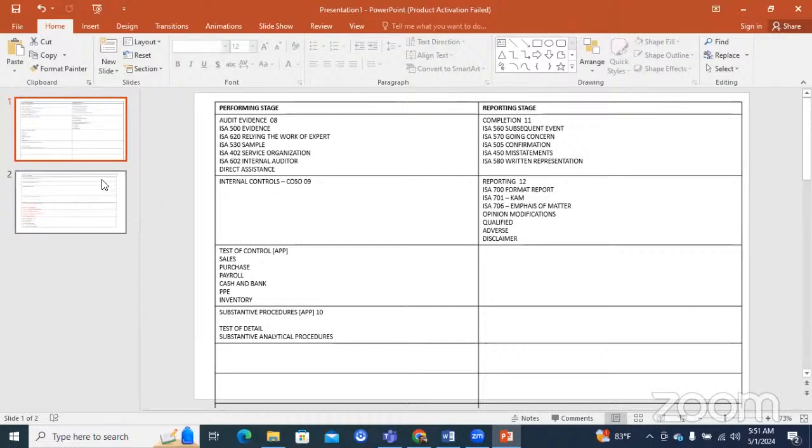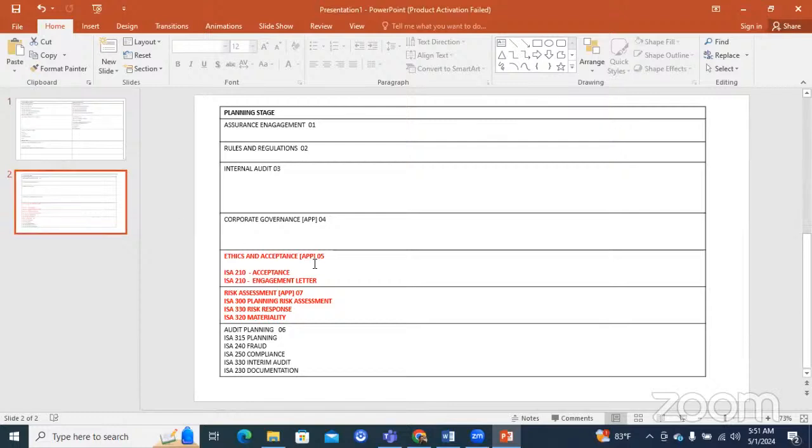Why do I want to put the entire syllabus into this format? To make sure that you cover the entire syllabus first, because some students don't know what the relationship is between these chapters. The chapters are logically connected. When we are doing the planning stage, certain things are covered in the performance stage and the reporting stage; there is a timeline for each and every element.